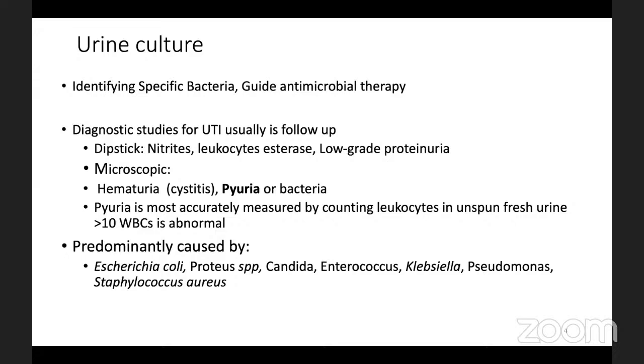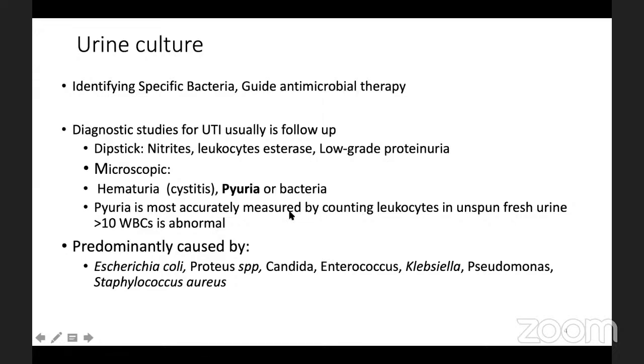During the microscopy, hematuria, presence of blood in the urine, is suggestive of UTI. And then pyuria, or presence of white cells in urine, also, when you are doing microscopy, is suggestive of UTI. Most common culprits of UTI or etiological agents of UTI is E. coli, Proteus species, Candida, just to mention a few. Now, I put this here. I think it will make more sense when we go down.